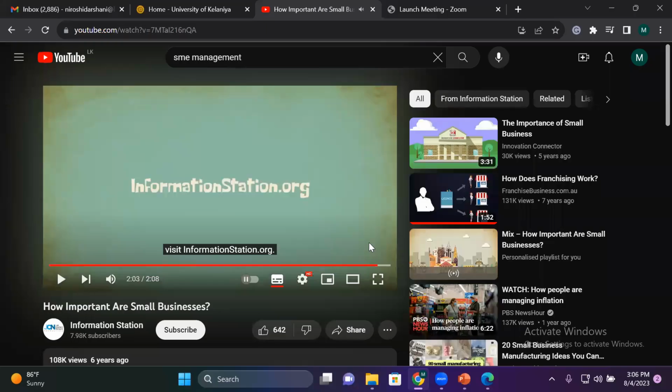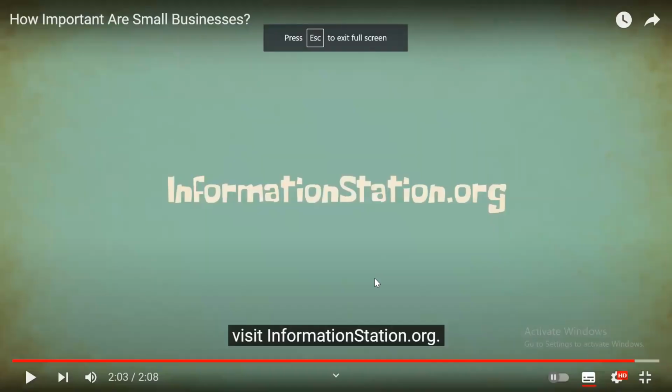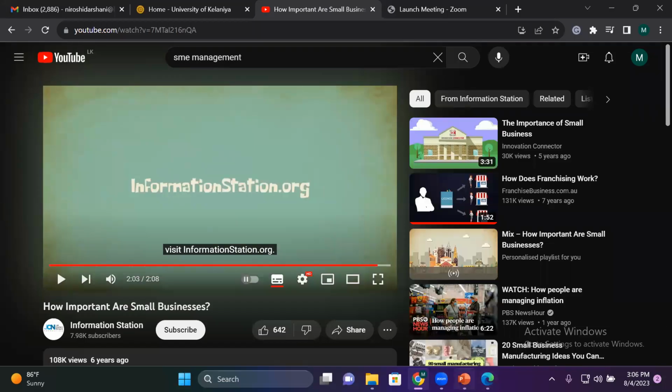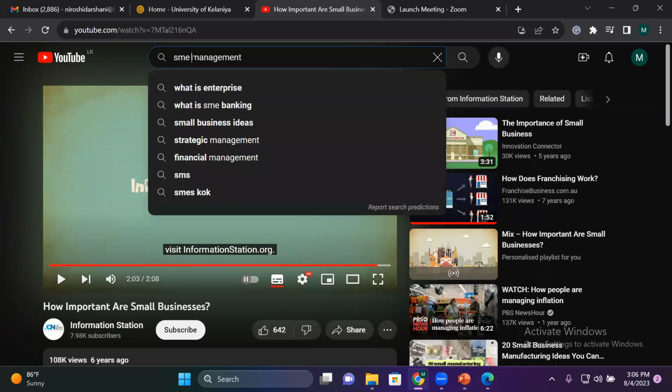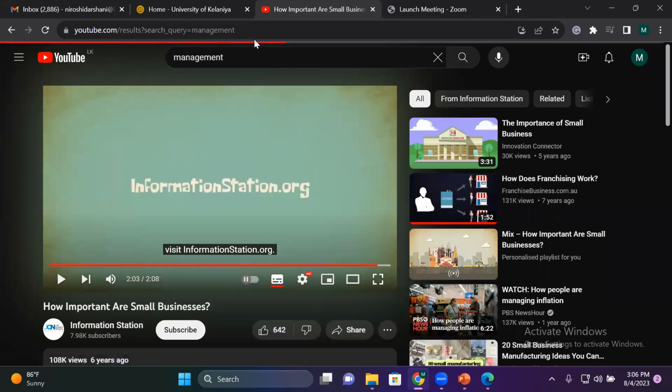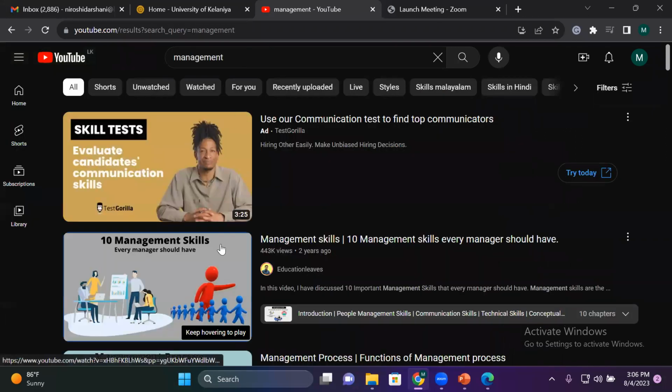Now we'll see how management works with these small businesses. So you could see the importance of small businesses. Because we are in a place where businesses are collapsing right now. Most of the businesses cannot survive. Now I have explained what management is. Let me show you management.